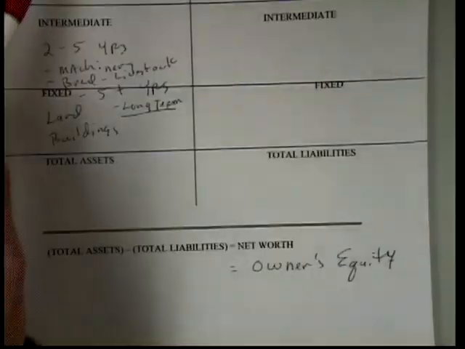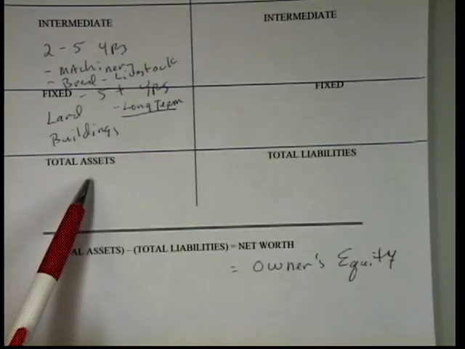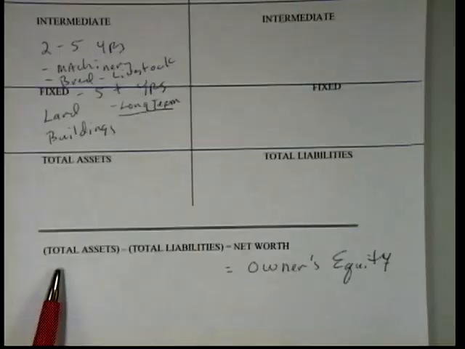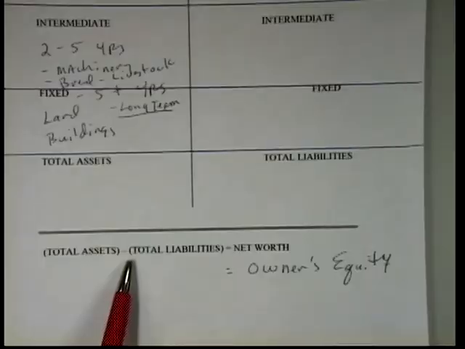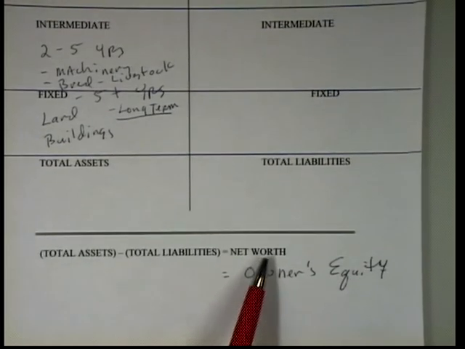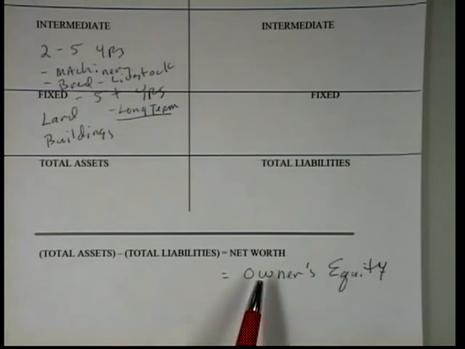is land and buildings. So then when we get to the bottom, we add up our current, intermediate, and fixed assets and get our total assets. Same way with liabilities. And then here is our mathematical equation: total assets minus total liabilities equals net worth, is one terminology for that, or owner's equity is another terminology. It's what you own, your share of the business. Okay.